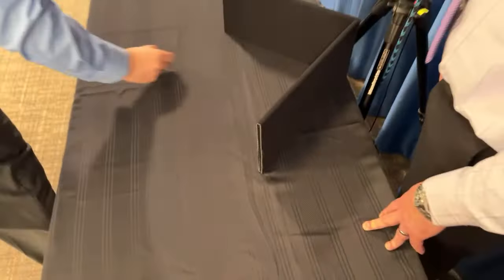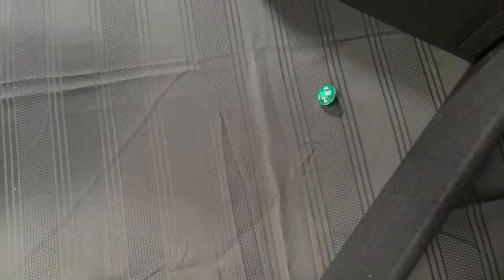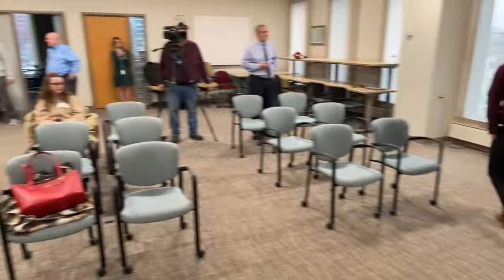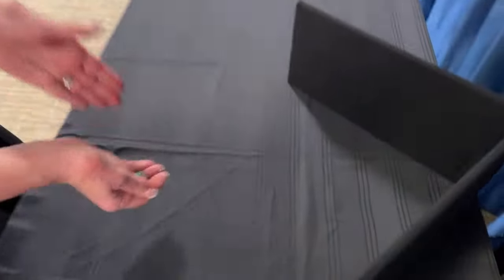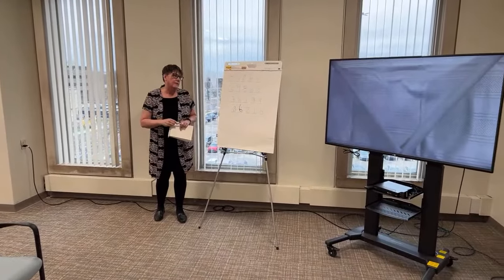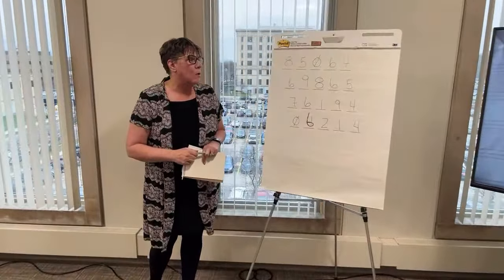Zero. A 4. Is it a 6? I'm sorry, I looked at the wrong angle. Okay. Two. 1. And finally, we have a 4. All right, so our 20-digit number is 850-649-9865761-940-6214. And again, we will use that.